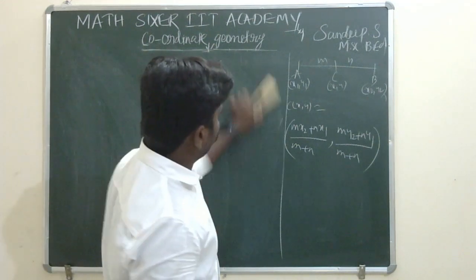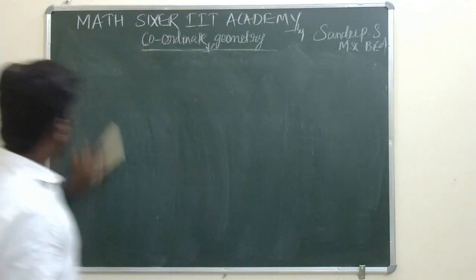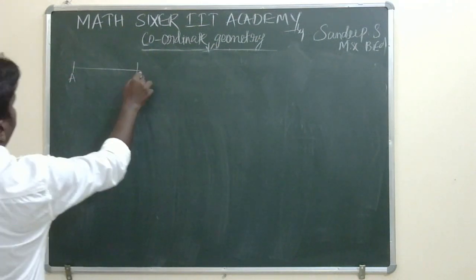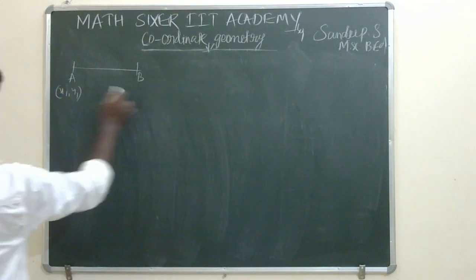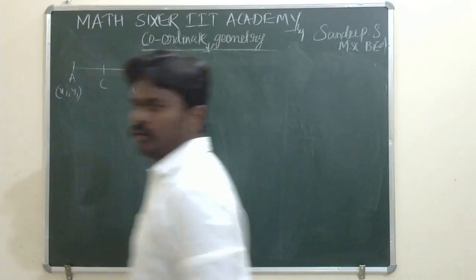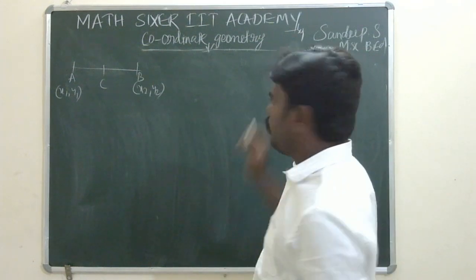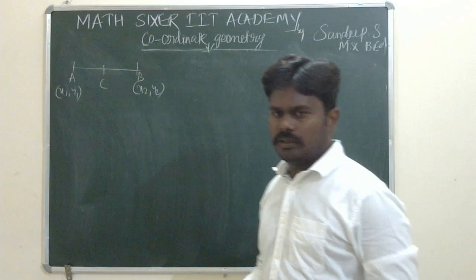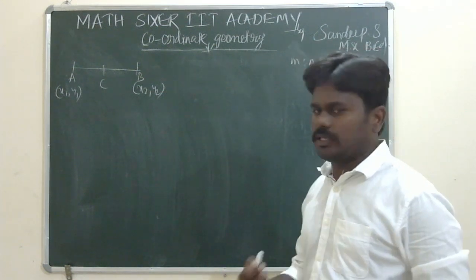So next we have, suppose here I am taking A and B, and here A you can take as x1, y1 and B as x2, y2, and here C. Just now we have seen when C divides AB in the ratio of m is to n, then the point C is (mx2 plus nx1) by (m plus n), and also (my2 plus ny1) by (m plus n).